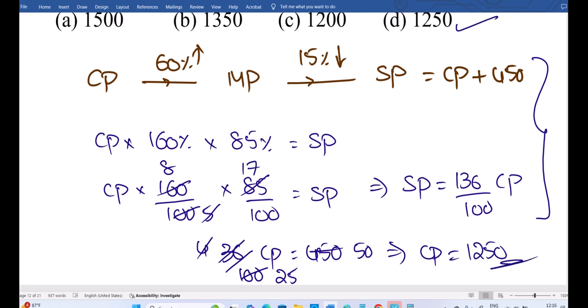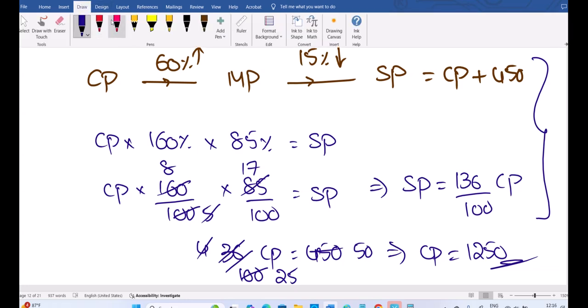See the question: cost price increased by 60%, then a 15% discount is given, and then we are selling the product. So selling price is cost price into 160 into 85, then simplifying, SP is 136 divided by 100 CP. Then why are you writing 36 by 100? This can be split.